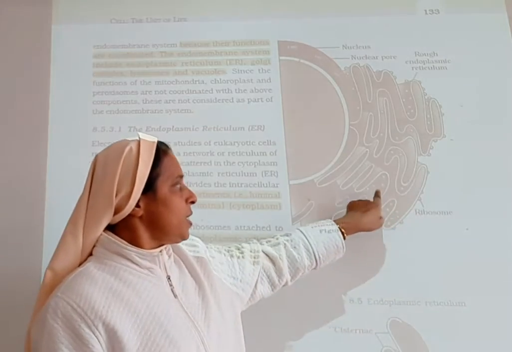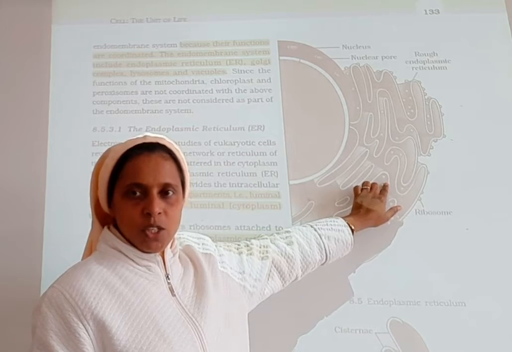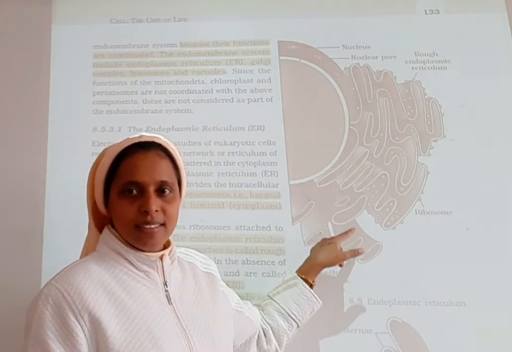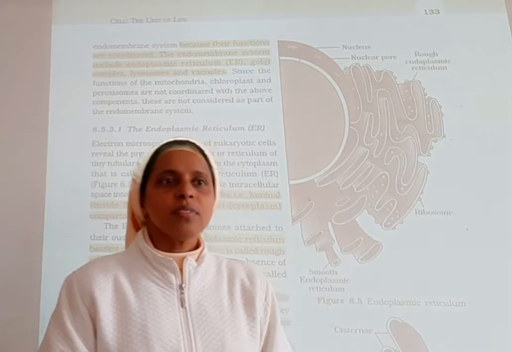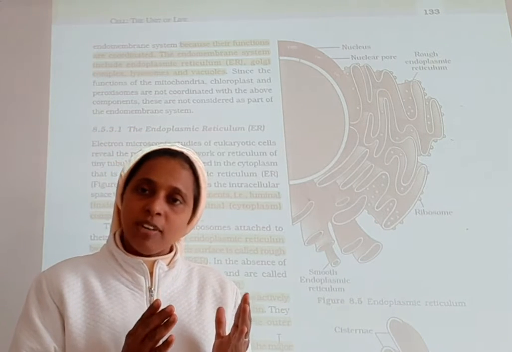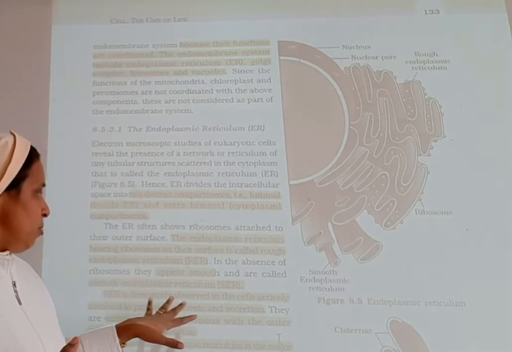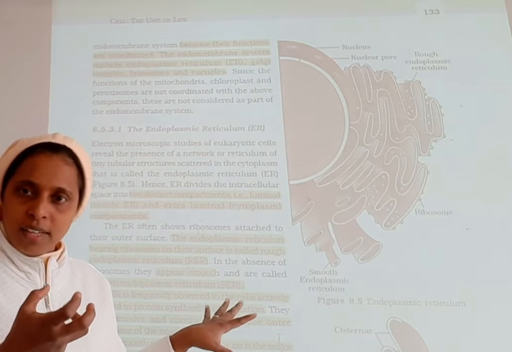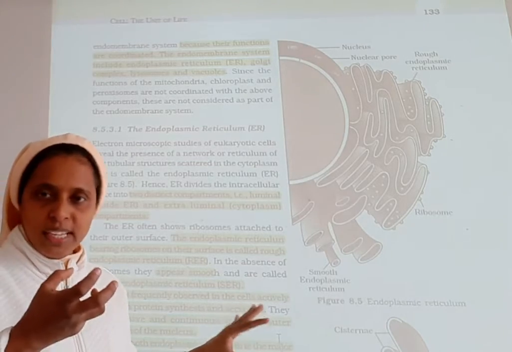You can see here in the image the yellow dots, that is the rough endoplasmic reticulum, since ribosomes are present. Here you can see there are no ribosomes present, and these are the smooth endoplasmic reticulum, and they appear smooth. What is the function of the ribosomes? Protein synthesis. So we call it the protein factory, or the protein synthesizing factory.